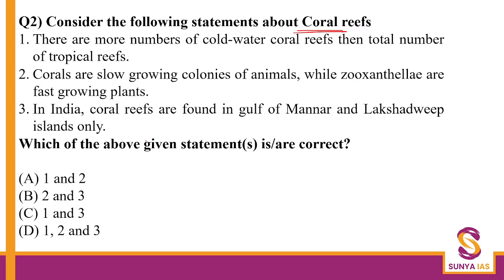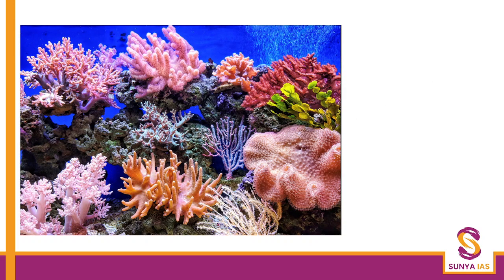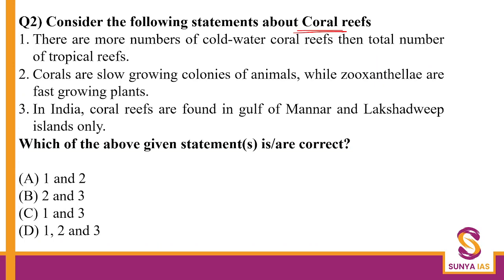Here, first of all, we need to know that coral is a symbiotic association. This is how a coral reef would look. A coral reef basically is a symbiotic association of a coral and zooxanthellae. What is zooxanthellae basically? It is an algae which prepares food and provides nutrition for the hard exoskeleton, which is basically the coral. So that is something you need to know. Then the second statement says that corals are slow growing colonies of animals while zooxanthellae are fast growing plants. This is actually correct. Now this is absolutely correct.